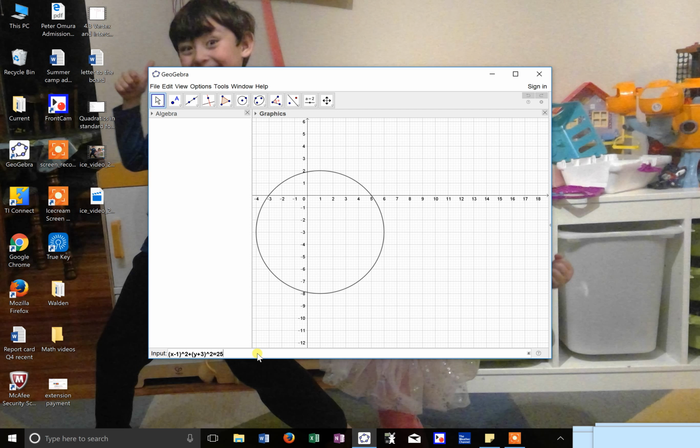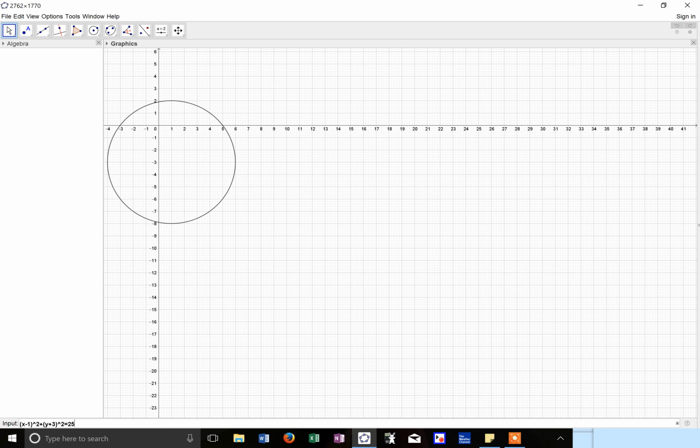So if you have a graph and you're trying to figure out what the equation of the circle is, you find the center point, which looks to be about here. And the point is 1, -3. And then you count. What's my radius? 1, 2, 3, 4, 5. So I have a radius of 5 and a center point of 1, -3.